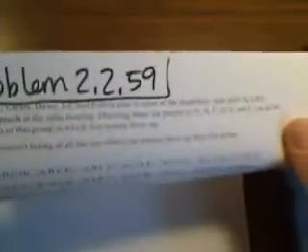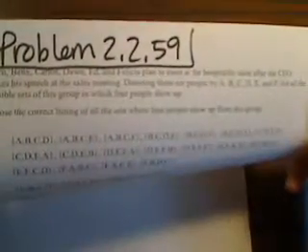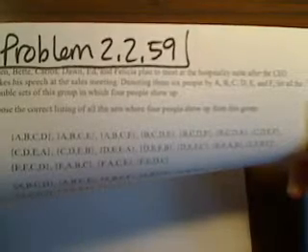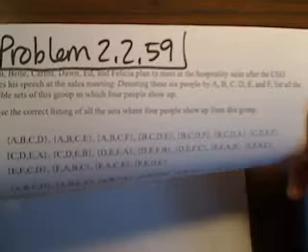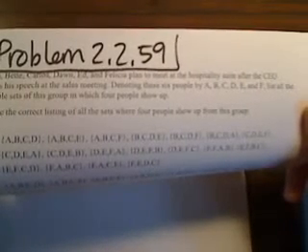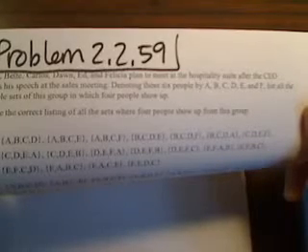Okay, so this is problem 2.2.59, and it's not very clear there, so I'll just read it. It says, Alan, Bet, Carlos, Don, Ed, and Felicia plan to meet at the hospitality suite after the CEO makes his speech at the sales meeting, denoting these 6 people as A, B, C, D, E, F. List all the possible sets of this group in which 4 people show up.